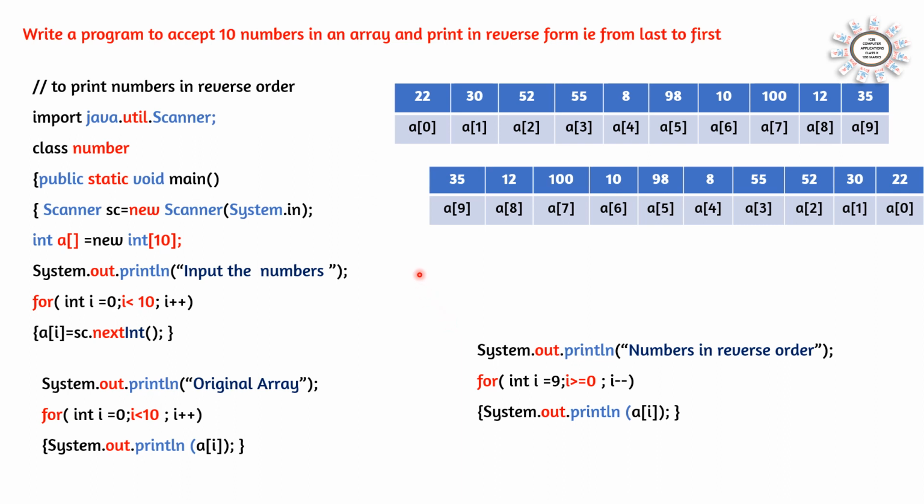So if we want the original array, we will print it from 0 to 10. That means starting from the first index to the last index. And here reverse order means last index to the first index.